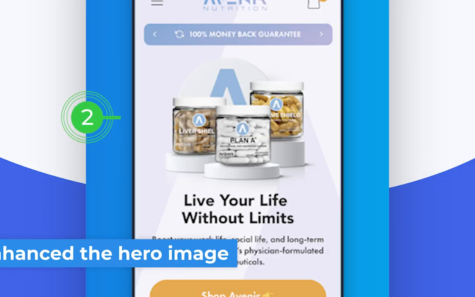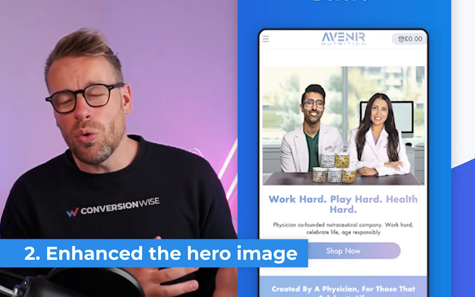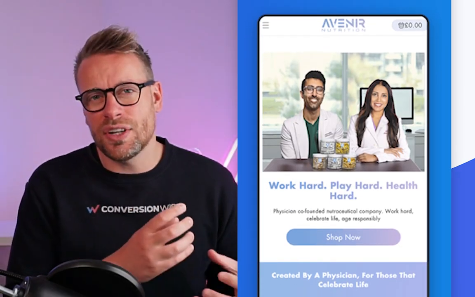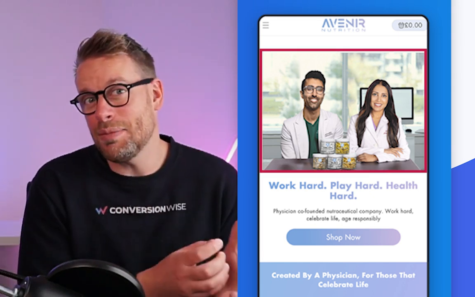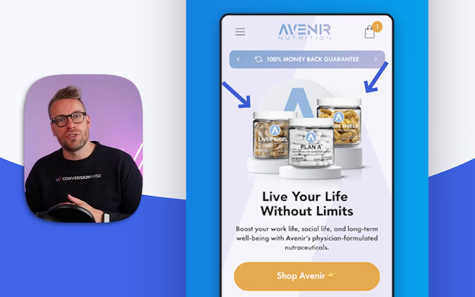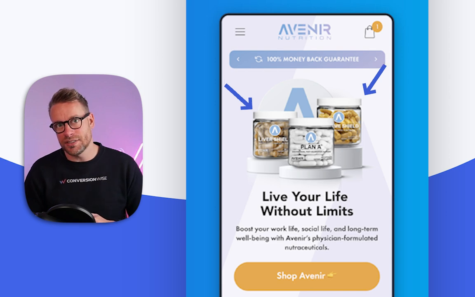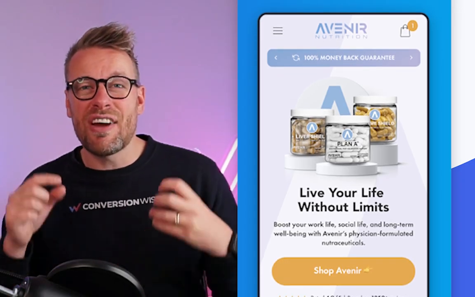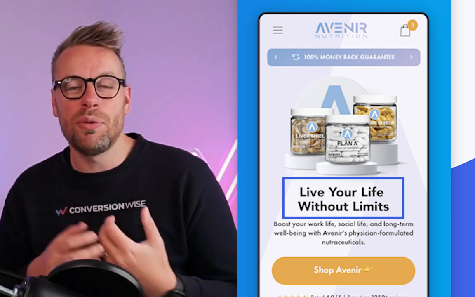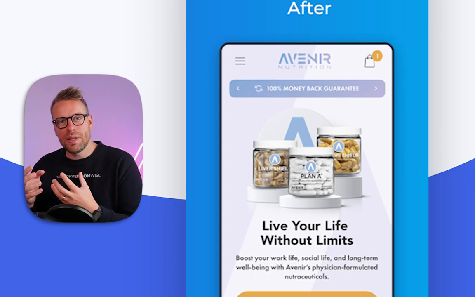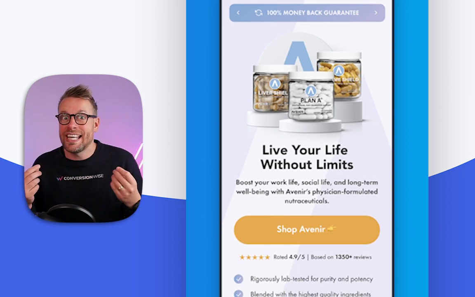Point number two is we've further enhanced the image above the fold. Before, they focused very much on the kind of science behind the product and these tiny little product images. We've put the whole focus on the product and therefore what people are actually here to purchase. We further back that up with a very clear value proposition and headline that says, "Live your life without limits." It helps people envision the benefit of actually using the product and what they're going to get out of it when they purchase.